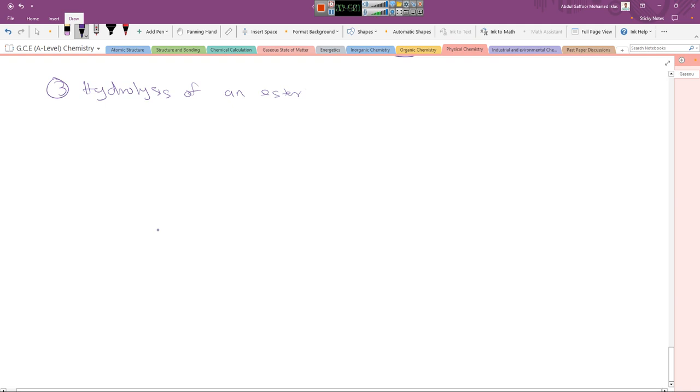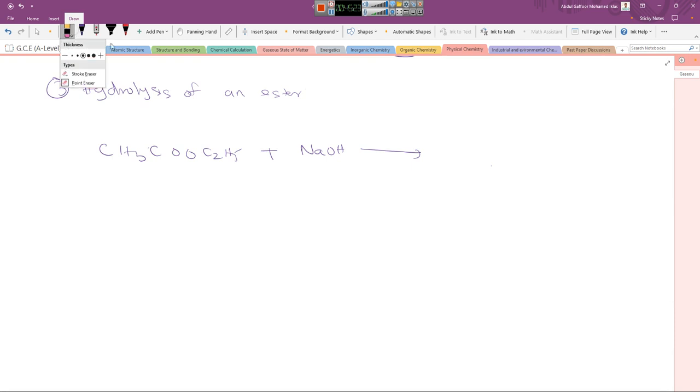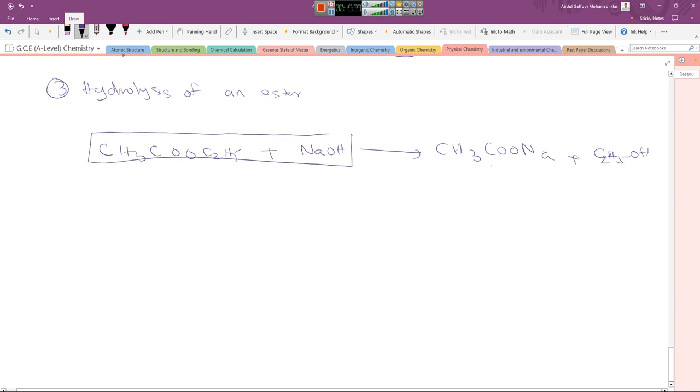Right? So if I take an example for an ester, CH3COOC2H5 plus hydrolysis using sodium hydroxide, right? So this will yield CH3COONa plus C2H5OH. Now, if we are given these reactants, we have to predict the products, right?